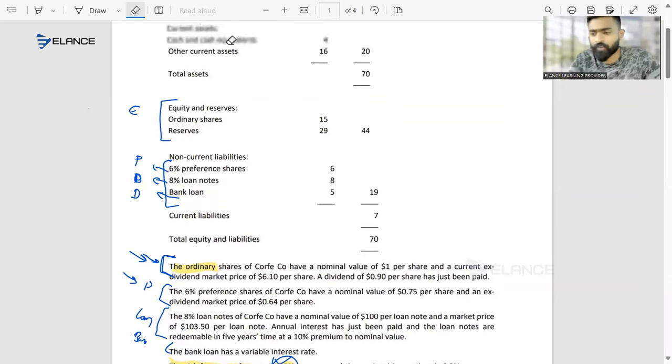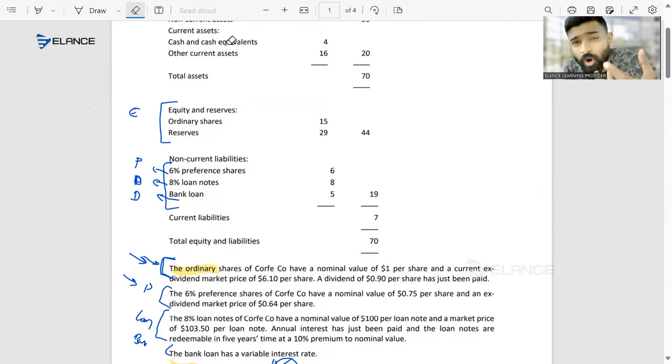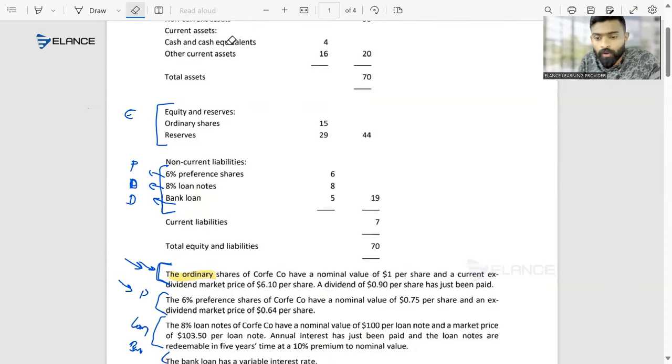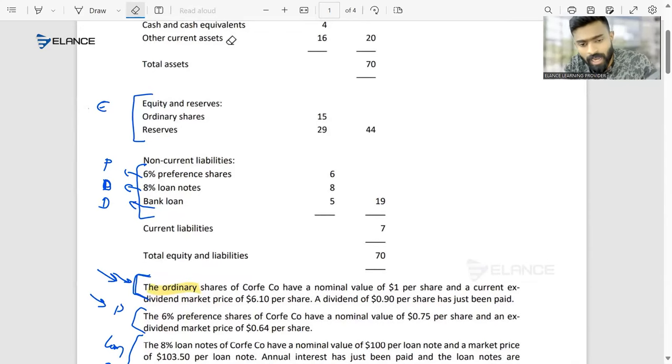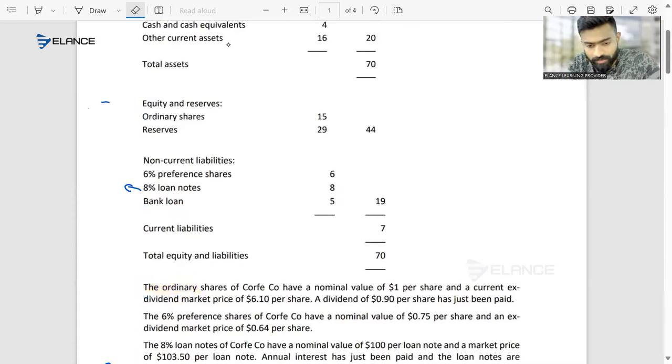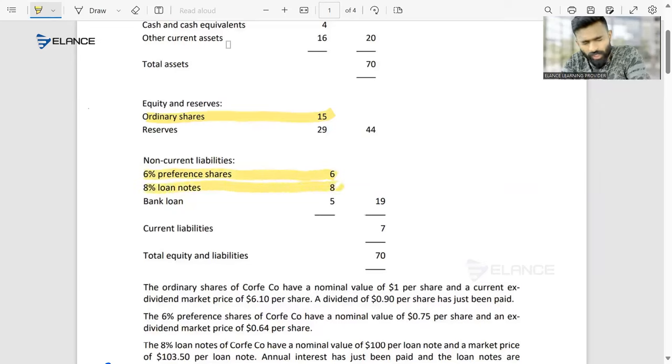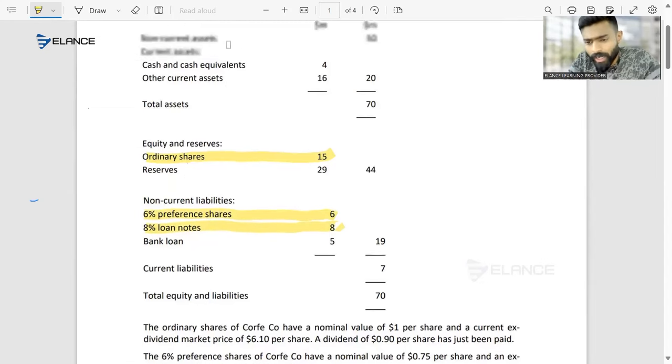Please do listen everyone carefully. Many of the students are not able to find this out from the question. This is super easy. I'll erase a few figures to draw attention to the data. There is a lot of scribbling, so I removed everything. See, this is the ordinary share capital value. This is preference share capital value. This is loan note value.